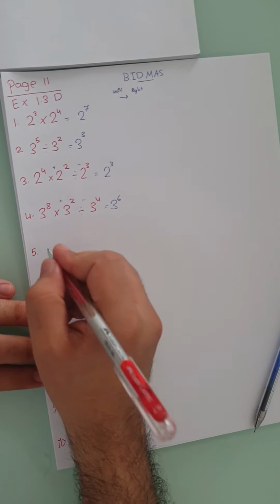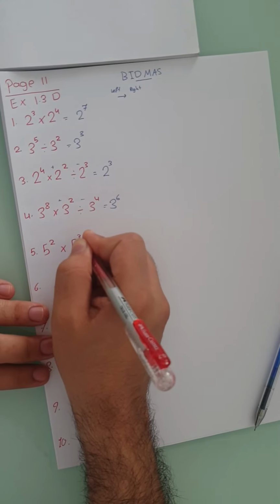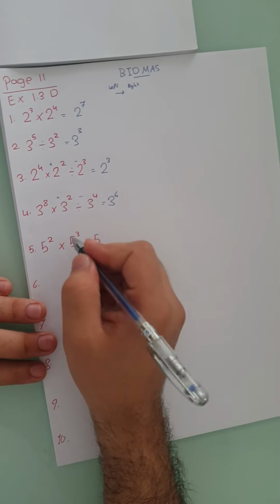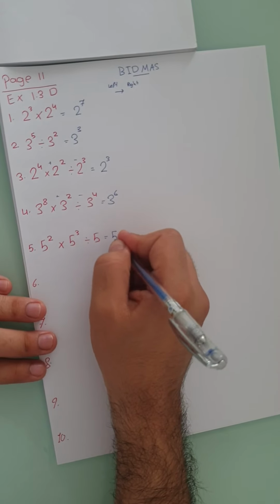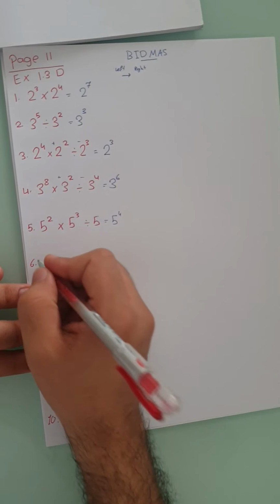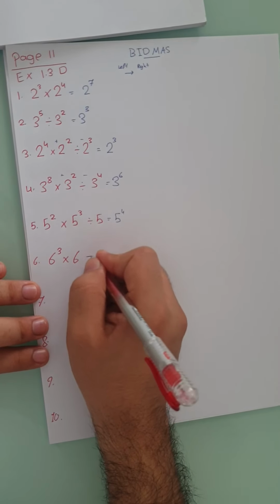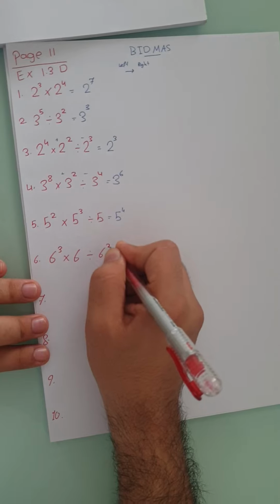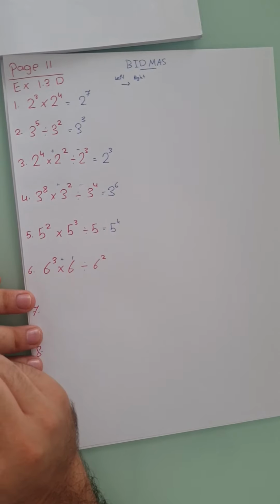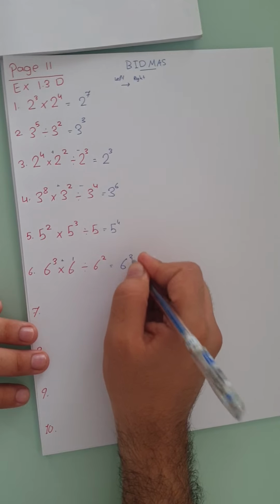Question number 5. Also same question. 5 to the power of 2 times 5 to the power of 3 divided by 5. So 2 plus 3, 5, minus 1, 4. So it's going to be 5 to the power of 4. Question number 6. 6 to the power of 3 times 6 divided by 6 to the power of 2. Okay. Here, 3 plus 1, 4. 4 minus 2, 2. So 6 to the power of 2.